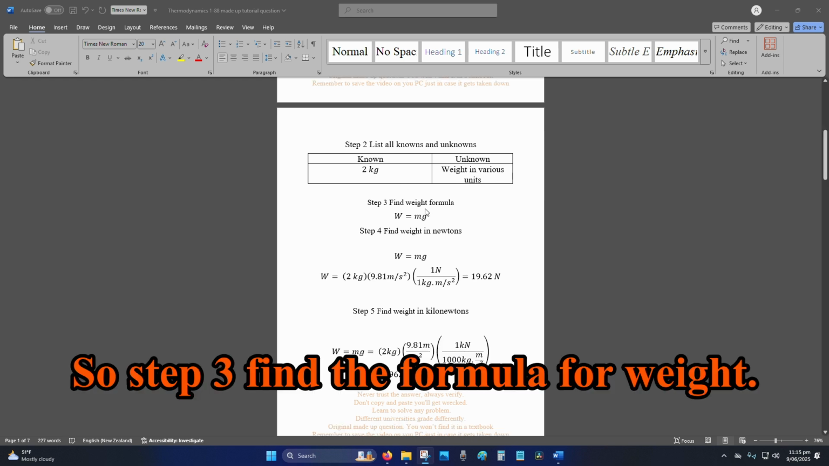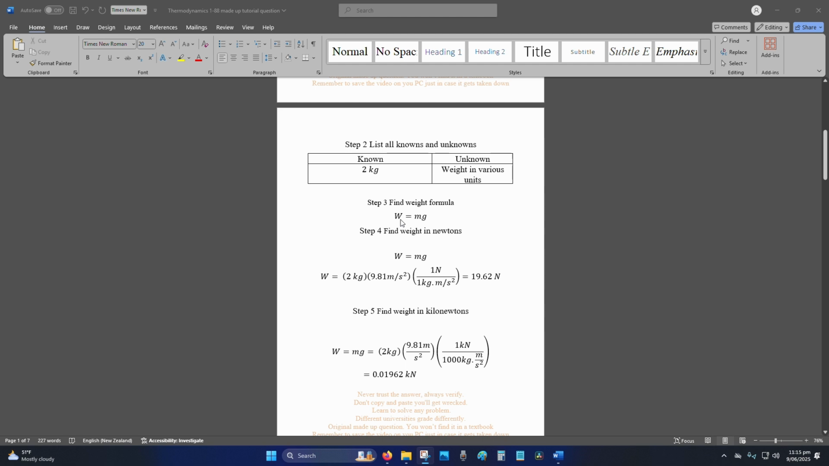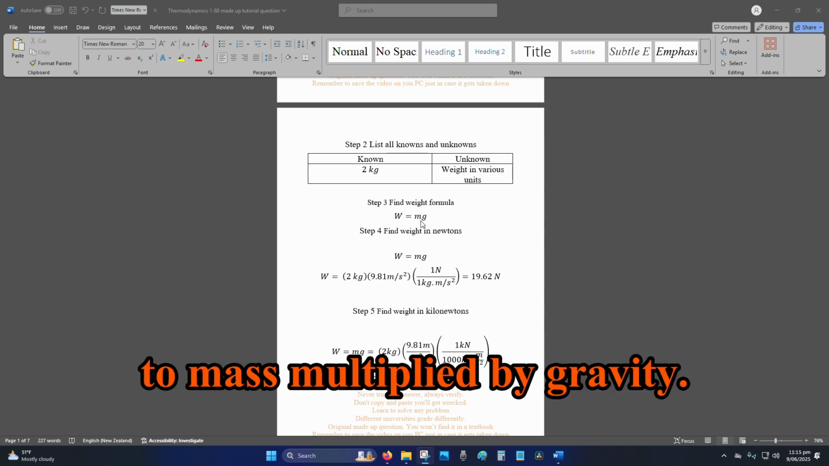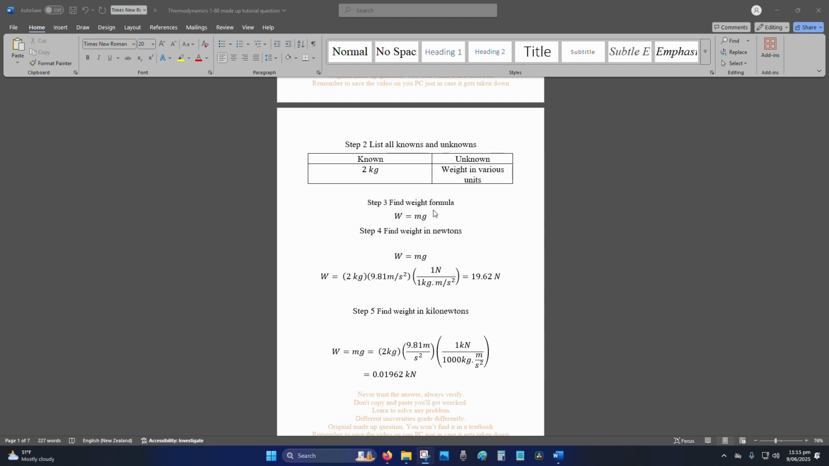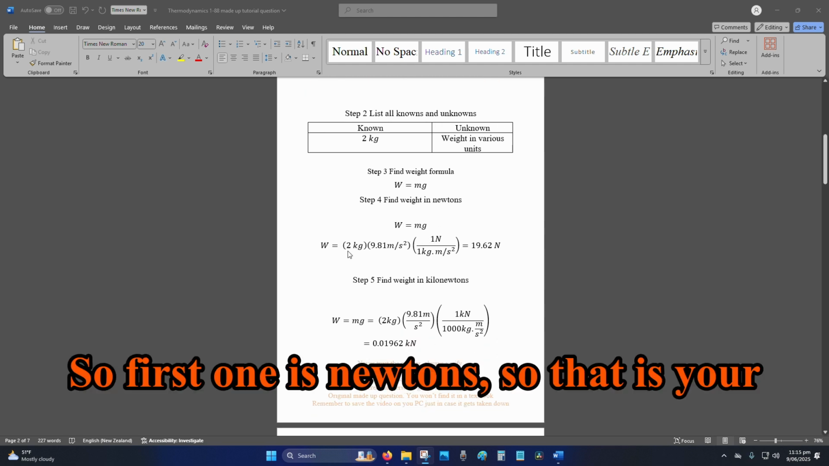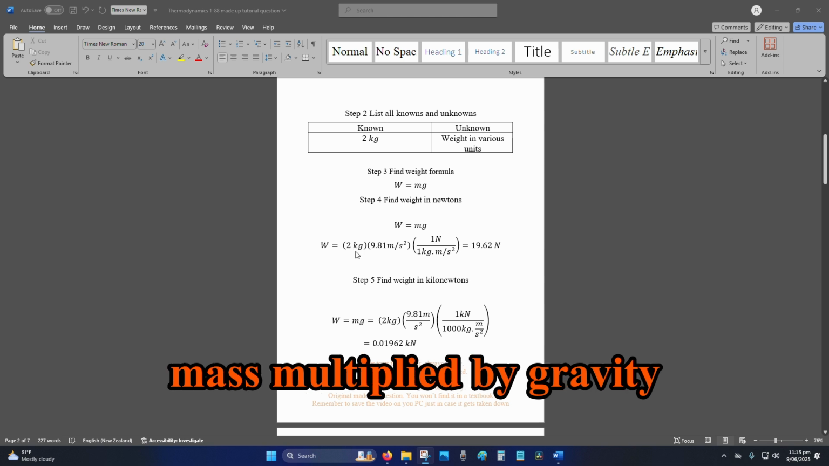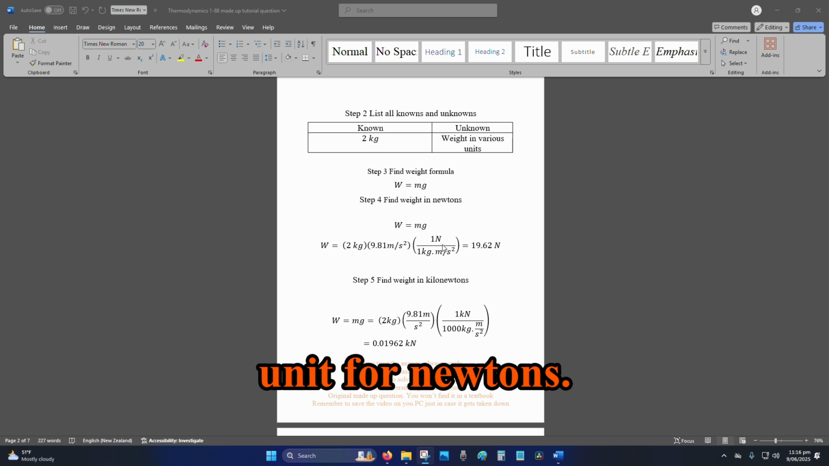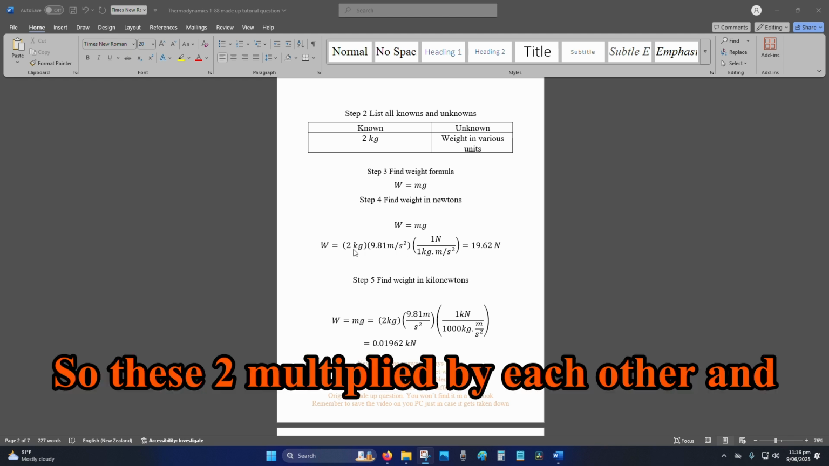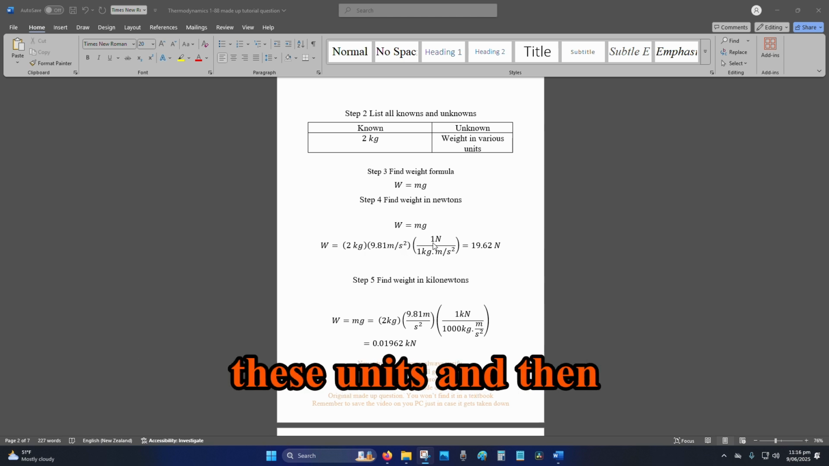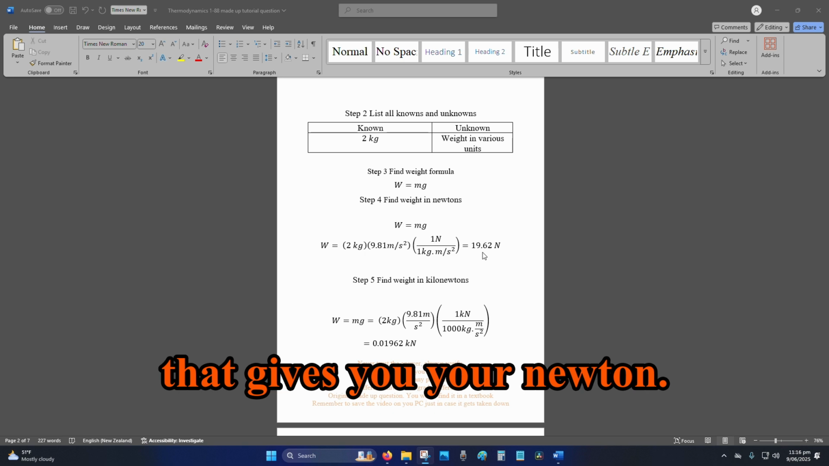So step 3, find the formula for weight. W is equal to mg, so weight is equal to mass multiplied by gravity. The first one is newtons, so that is your mass multiplied by gravity multiplied by the conversion factor for newtons. So these two are multiplied by each other, and then you have the conversion factor to cancel out these units, and that gives you your newtons.